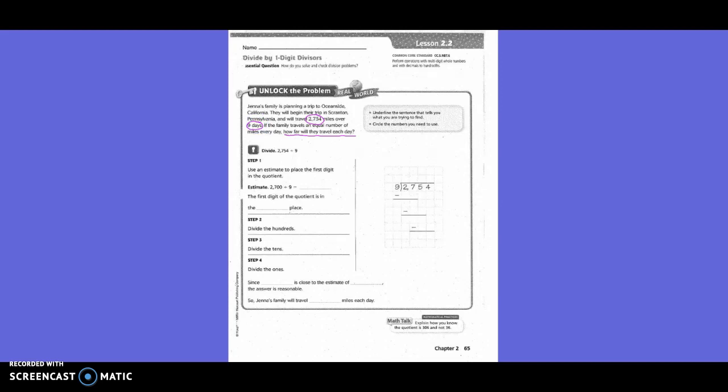Okay, use an estimate to place the first digit in the quotient. So they went ahead and estimated that 2,754 would be about 2,700 because 27 is a multiple of 9, right? So 2,700 divided by 9 would be what? 300. So you place your first digit in the what place value? The hundreds place.